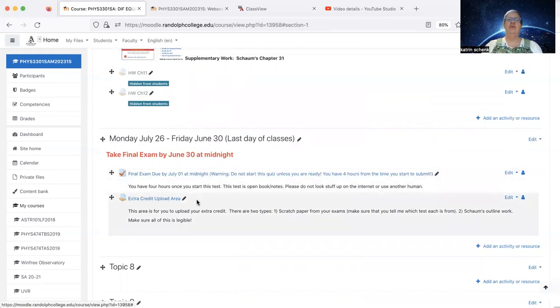And then there's this extra credit upload area. Now there's 2 ways to get extra credit. Scratch paper from your exams, because the exams are multiple choice. If you have scratch paper where you did the problems, be very neat, because you can turn that in as extra credit. And the Shaum's outline work. If you do work in your Shaum's outline, write those down on a piece of paper, be very neat, and take pictures of it and upload it here for extra credit. Okay. I think that's really all you need to know.